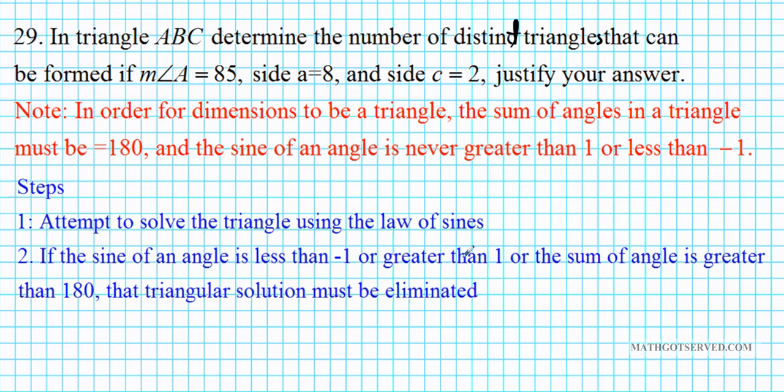If we can solve it, then we'll count the number of solutions we have, okay? If we have any violations either of the range of sine, which is a number being greater than 1 or negative 1, that's a range violation, or the violation of the triangle angle sum theorem, which is that the sum of angles must be 180. If you have any of those violations, then that triangular solution is not valid. Okay, so eliminate it. That's basically what we're going to do.